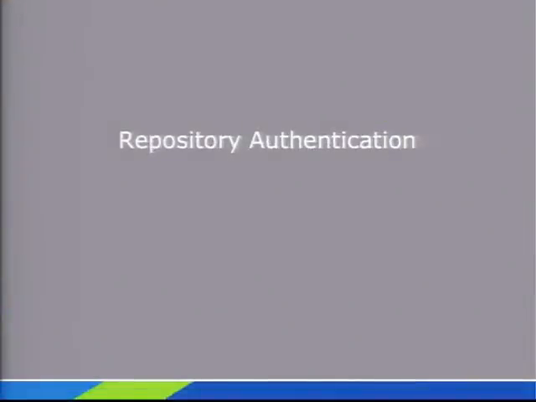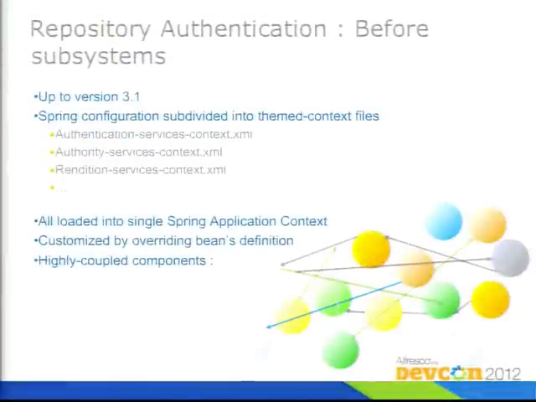I will start by talking about the repository authentication. I'll give you an overview of the time before subsystems. I'm talking about Alfresco up to version 3.1, sorry, where we started introducing subsystems. We used to have one Spring configuration file, subdivided into themed files, but loaded in the same Spring application context. If we wanted to use our custom authentication mechanism, we used to override this bean in order to implement our own, which was dependent on other components and other beans defined in Alfresco.